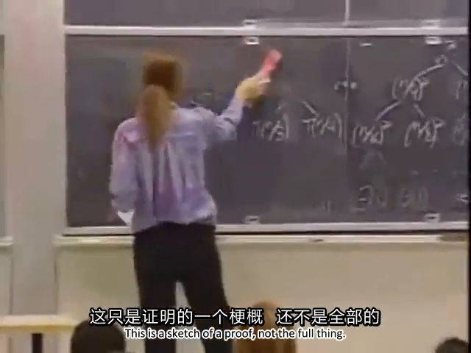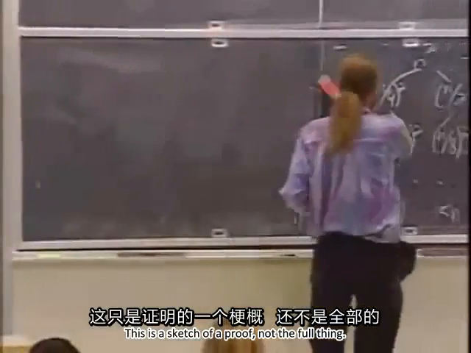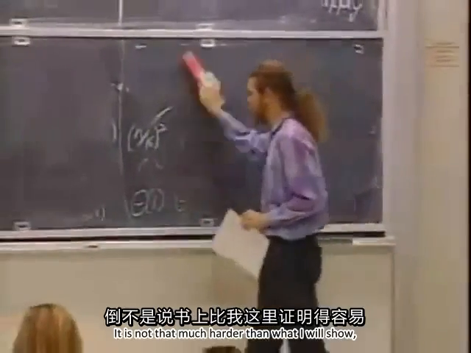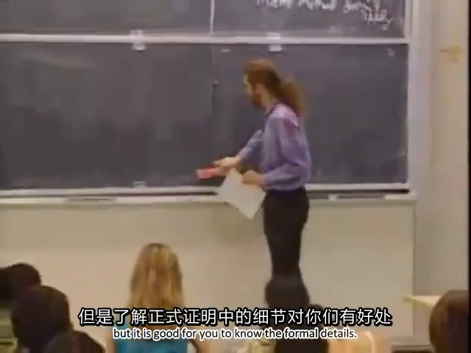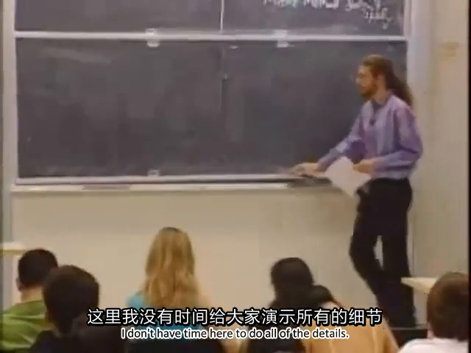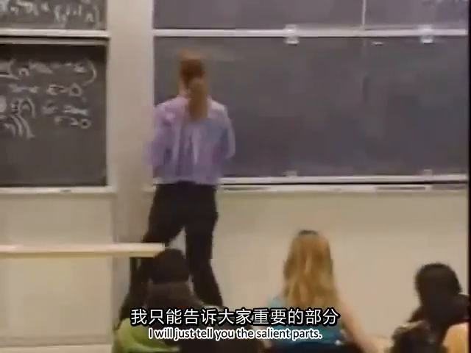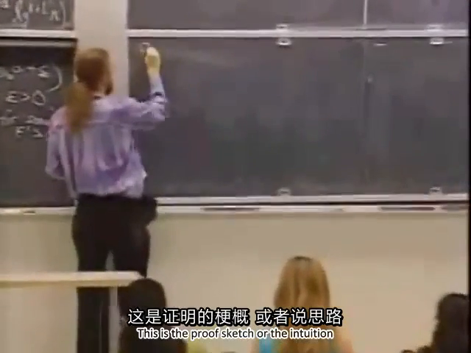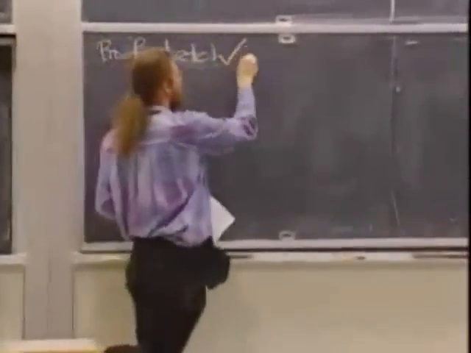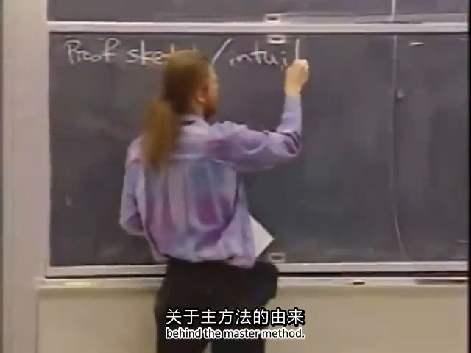So we're going to prove, this is a sketch of a proof, not the full thing. You should read the proof in the textbook. It's not that much harder than what I'll show, but it's good for you to know the formal details. I don't have time here to do all of the details, just to tell you the salient parts. So this is the proof sketch, or the intuition behind the master method.